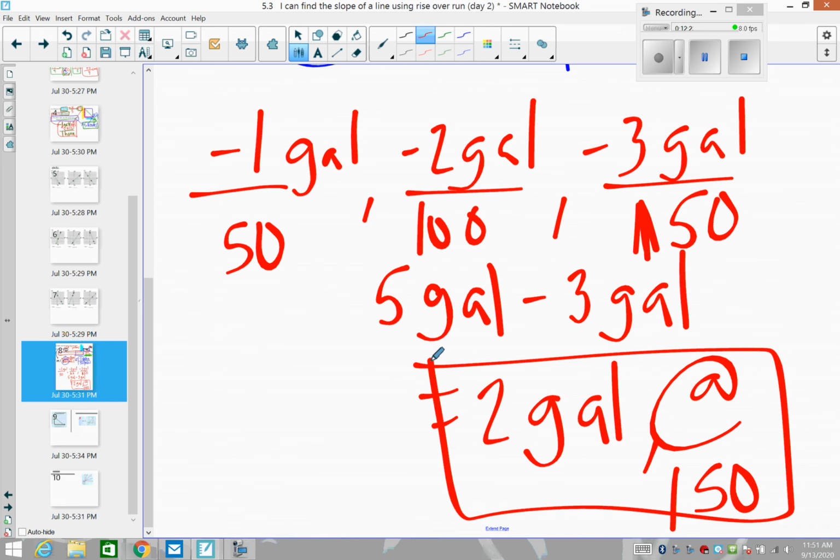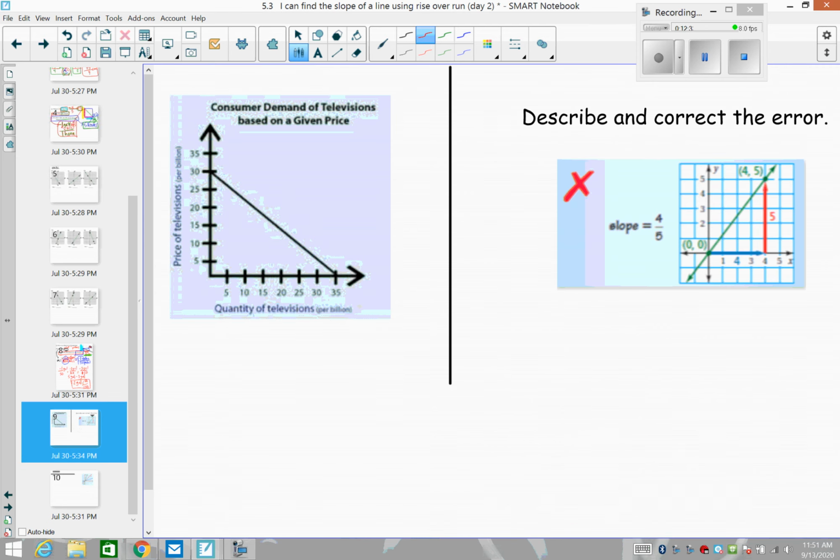Go ahead and pause, rewind. That's not the only way to solve it. You could set up a proportion, you could look for a pattern, and so on. I just picked a method to solve. All right, a couple left. So this problem here, it's the consumer demand of televisions based on given prices, right?